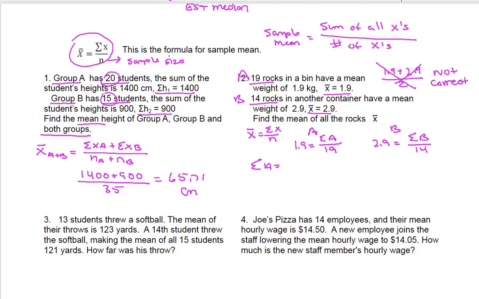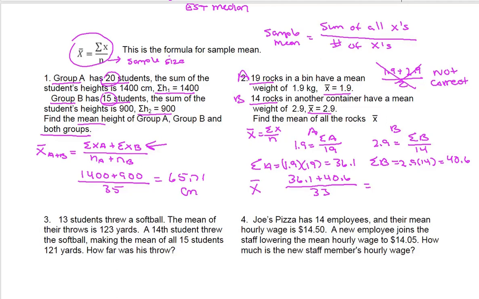Now, if I multiply 19 times 1.9, I'm going to find the sum of all those A rocks added together. And that's going to end up being 36.1. And then if I multiply 14 times 2.9, I'm going to get the sum of all those B's, which is 40.6. Those are the two pieces of information that I need. I'm going to add those two numbers. That's the sums of all those x's. And then I'm going to divide by the total number of x's, which in this case is going to be 14 plus 19, or 33.